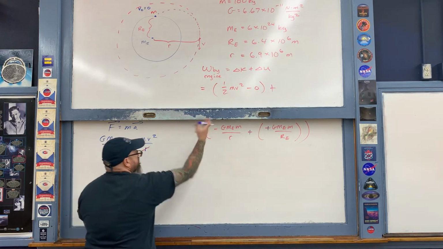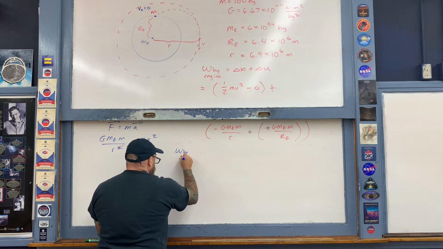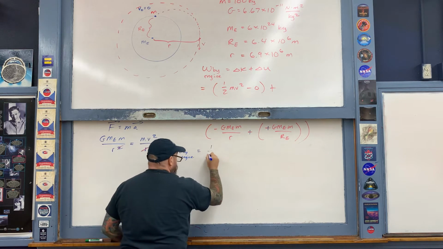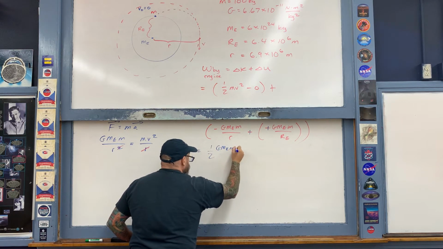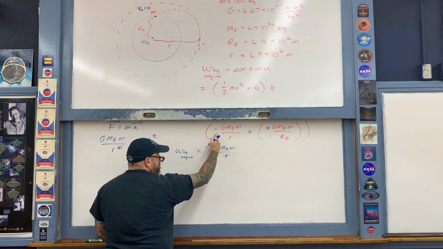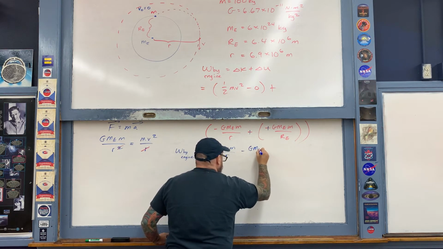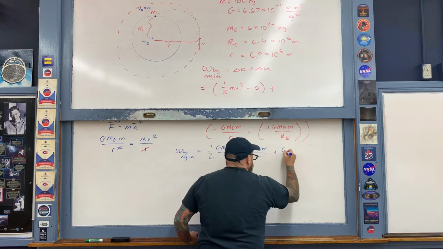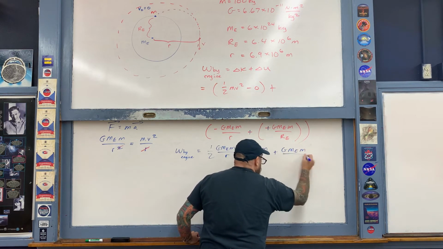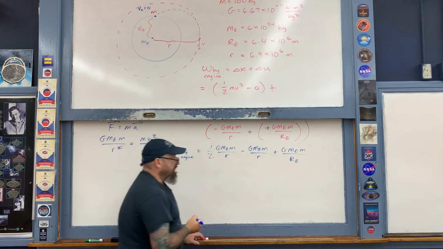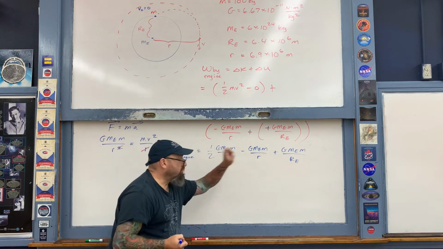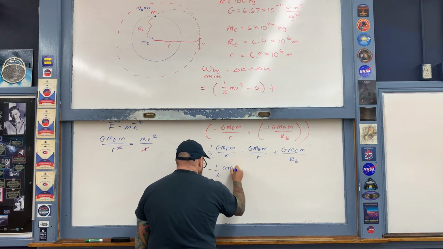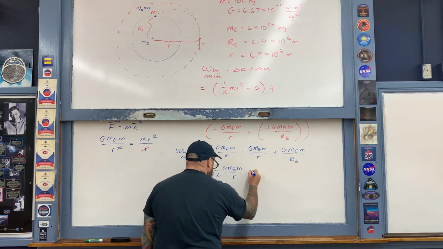Okay, so let's go ahead and adjust this expression now. So the work done by the engine is going to be, first of all, 1/2 mv squared. So 1/2 GMm over small r. Okay, and then minus GMm over small r. So we'll be able to simplify here in just a moment. But then plus GMm over big R. Like so. 1/2 minus 1 is -1/2. So let's go ahead and simplify once again.